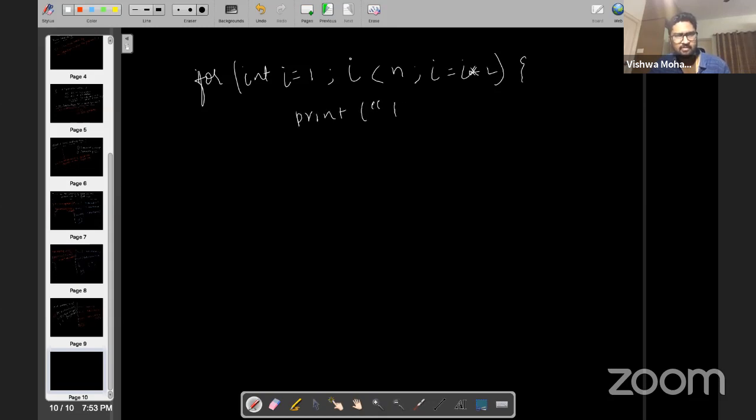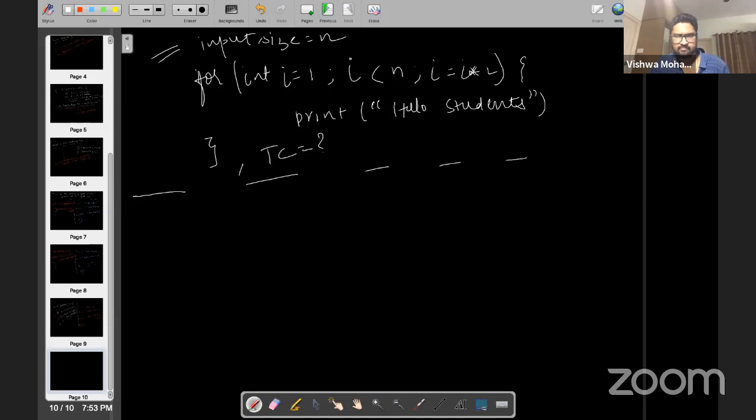Suppose I have a loop like this: for int i = 1; i < n; i = i * 2. Inside this, I'm printing "hello students". Suppose this is my code snippet, with input size n. Can you tell me what is the time complexity of this one?